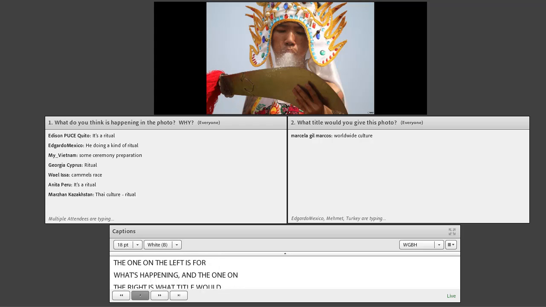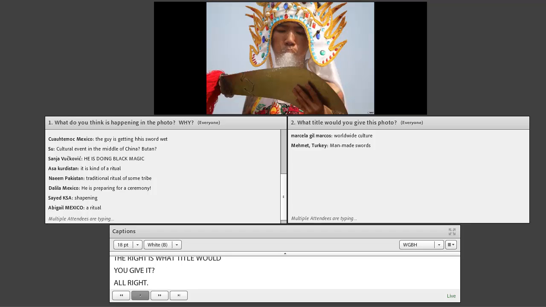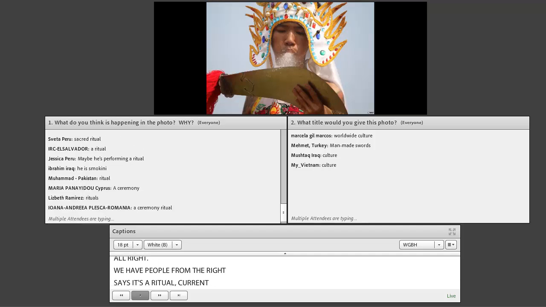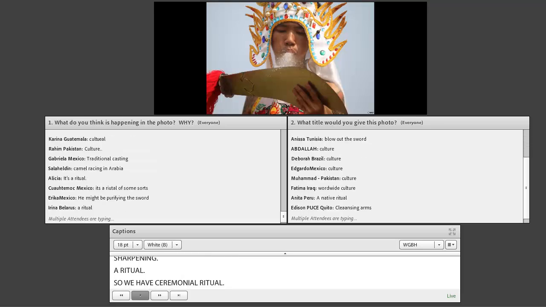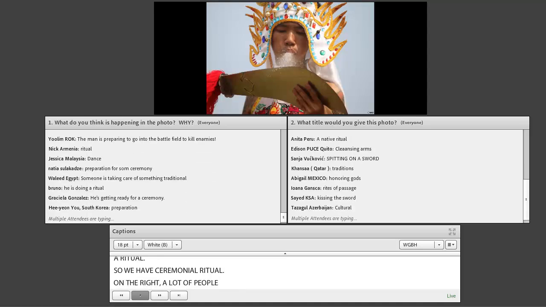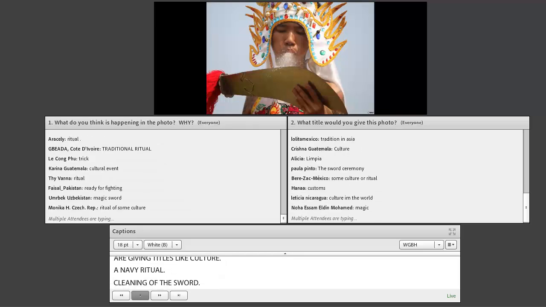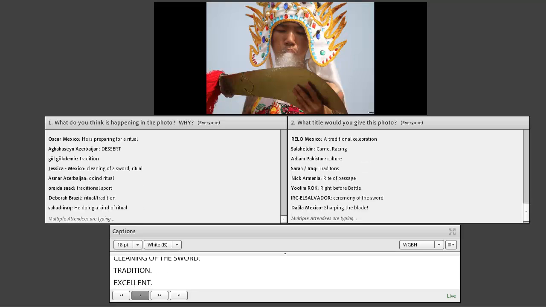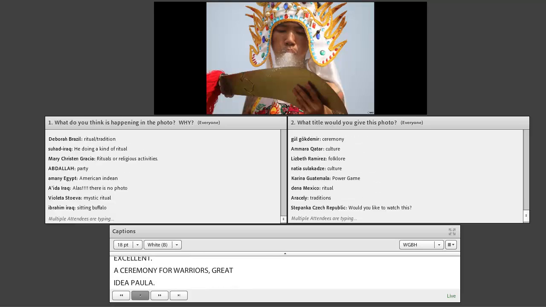All right. We have people on the left saying it's a ritual, a current event in the Middle East, sharpening, a ritual. So we have ceremonial ritual. On the right, a lot of people are giving titles like culture, a native ritual, cleaning of a sword, tradition. Excellent. Paula Printo says it's a ceremony for warriors. Great idea, Paula. Okay, well, we're getting lots of really good ideas and responses, so I think you get an idea of how the activity should go.